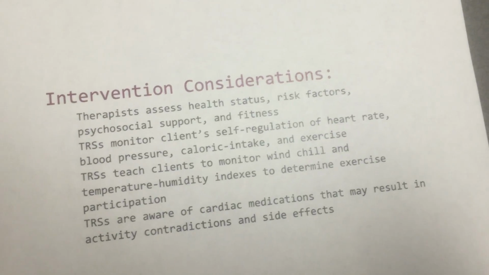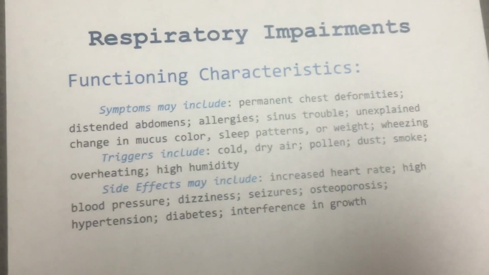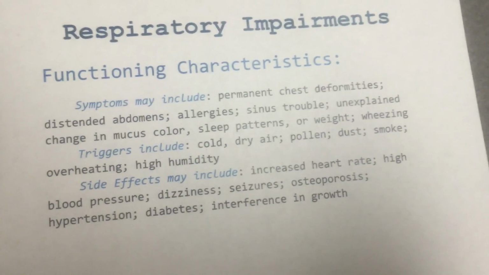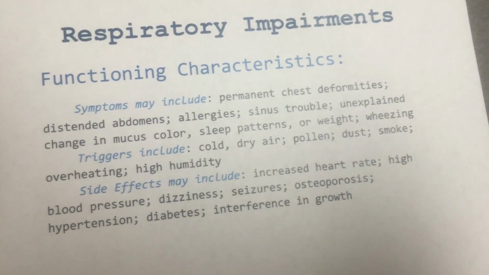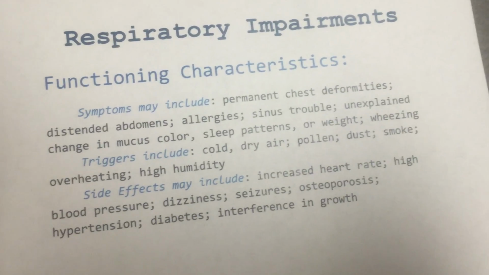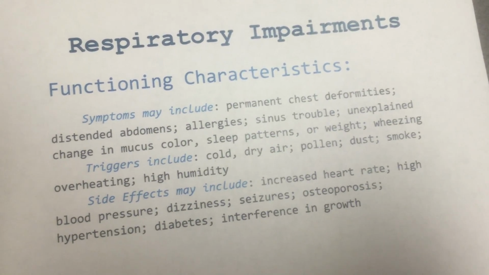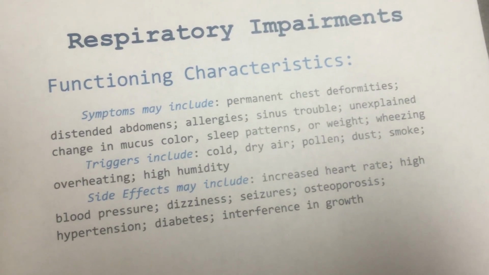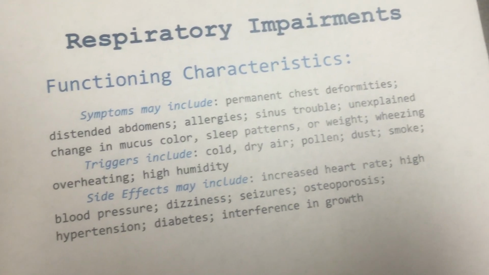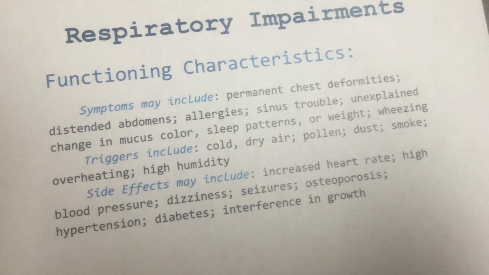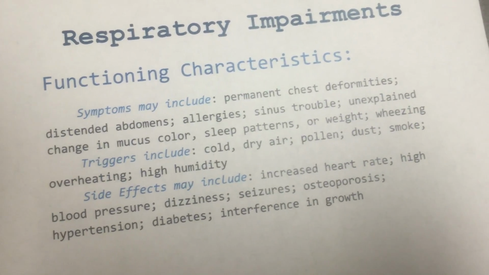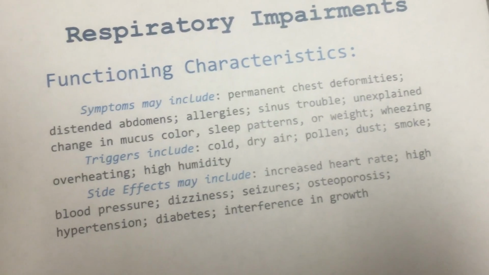Perfect. So I'm going to talk about another one, and this one is the respiratory impairments. Some of the functioning characteristics talk about symptoms, and some of the symptoms may include permanent chest pains. It talks about allergies and sinus trouble, as well as unexplained change in mucus color, some sleep patterns or weight gain or losing weight, some wheezing. Some triggers include cold, dry air, pollen, dust, smoke, overheating, and high humidity.